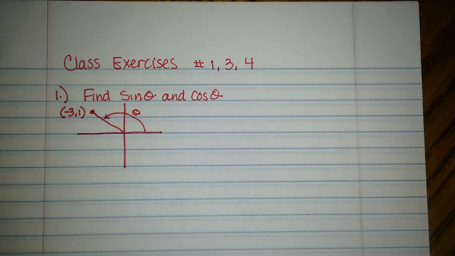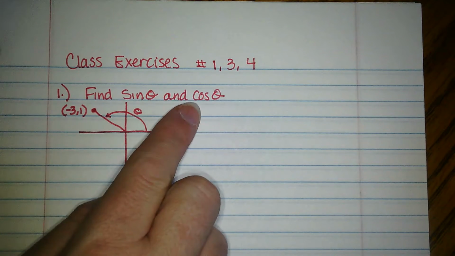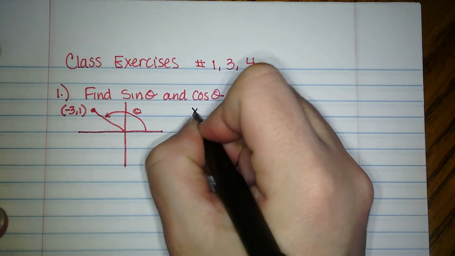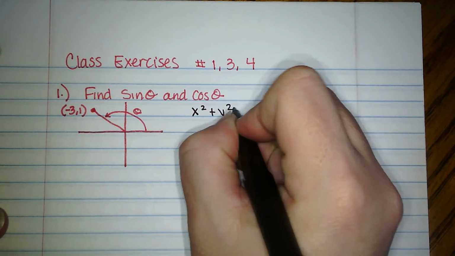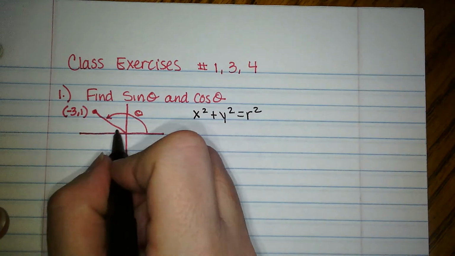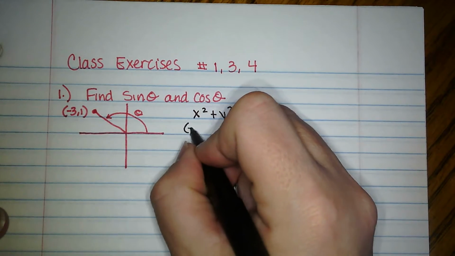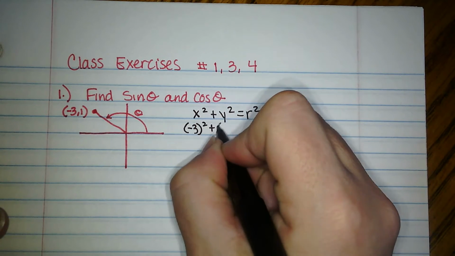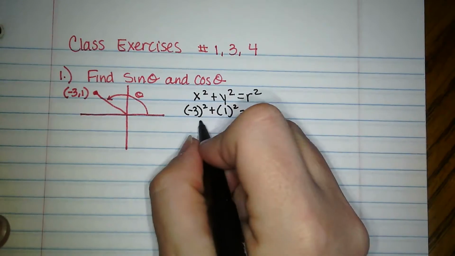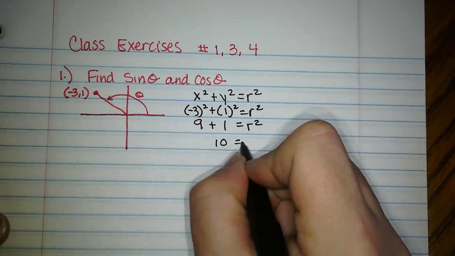Okay, so for class exercises number 1, they give you a coordinate and they're asking for sine and cosine. The first thing you have to do is find the radius. You're going to use x squared plus y squared equals r squared to find the radius. Our x coordinate is -3 and our y coordinate is 1. Don't forget, when you square a negative, you get a positive. So this is 9 plus 1, which is 10.